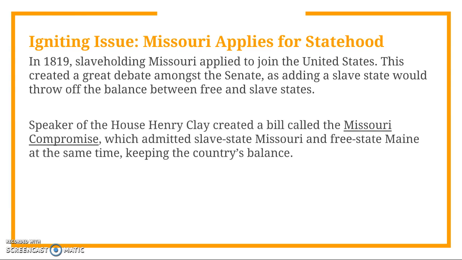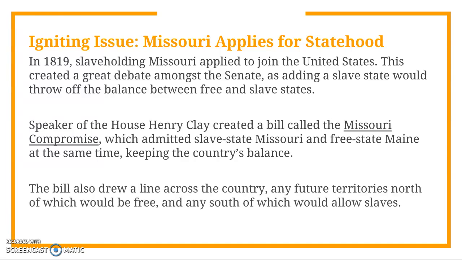And so what happened was, after there was a great debate, the Speaker of the House, a man named Henry Clay, created a bill that was called the Missouri Compromise. And what the Missouri Compromise did is it did admit slave state Missouri into the Union, but at the same time, it also admitted free state Maine, which would keep the country's balance because now there were 12 free states and 12 slave states.